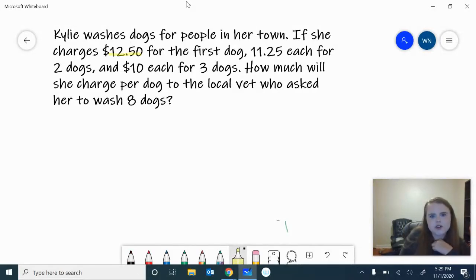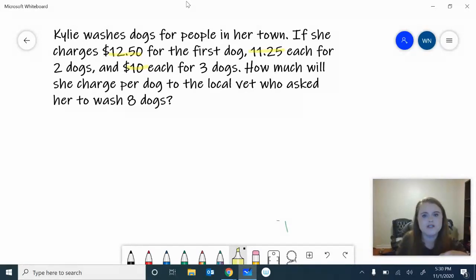As we can see, our numbers are going down. And in your brain, you might be like, well, why would she charge more for 1 dog than she would for 3 dogs? In reality, this is something that a lot of businesses do when you buy more than one thing. So if you're just washing 1 dog, it's going to be $12.50 for your 1 dog. But if you're washing 2 dogs, it would be $22.50 for 2 dogs. You get a discount for bringing her 2 dogs. Does that make sense? If it doesn't, we'll definitely talk about it when you come back. You're going to get a discount.